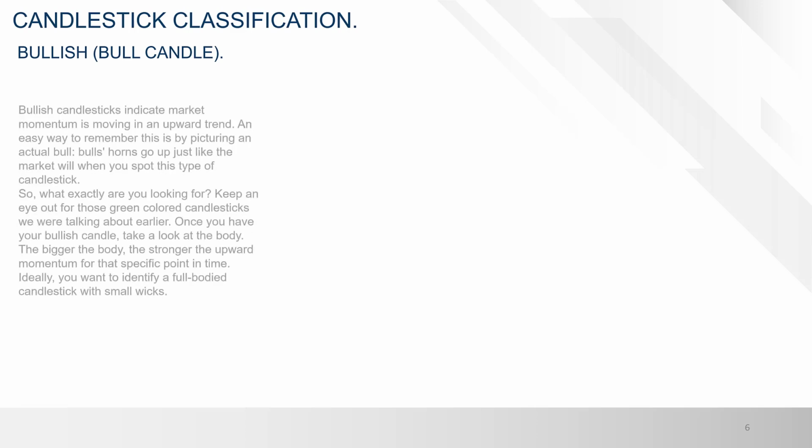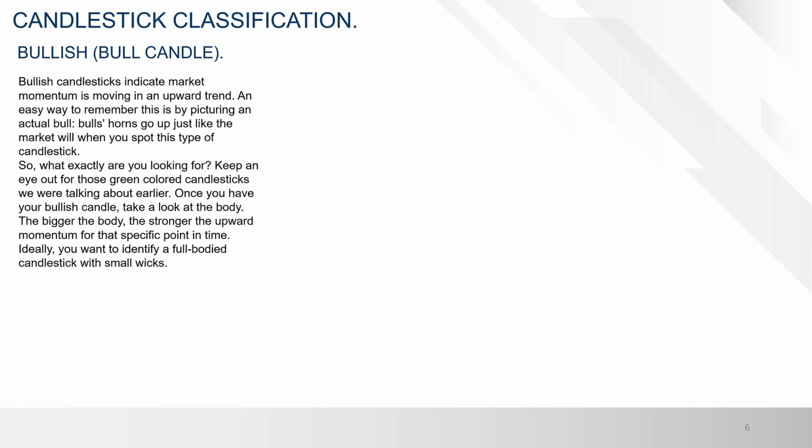Candlestick classifications. We've got the bullish candle. Most people just call it a bull candle. Bullish candlesticks indicate market momentum is moving in an upward trend. An easy way to remember this is by picturing an actual bull, like the cattle. A bull's horns go up just like the market will when you spot this type of candlestick.